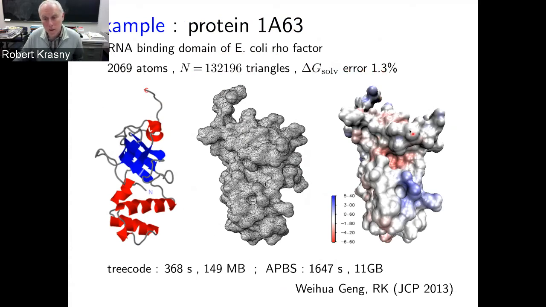This is a plot of the computed potential on the molecular surface, negative and positive values. So plots like this are used by people in biochemistry to understand things like binding and enzymatic activity of proteins. Now, these are old results, but I'm going to cite them.